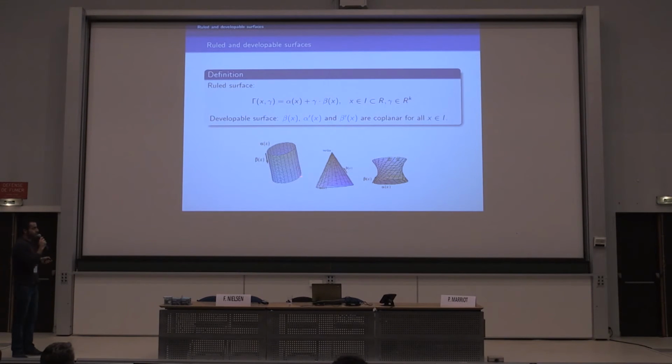There are some classic examples: a cylinder and a cone are ruled surfaces and developable surfaces. But this latter object, for obvious reasons, there's a curvature here, it's a ruled surface, but it cannot be considered a developable surface.